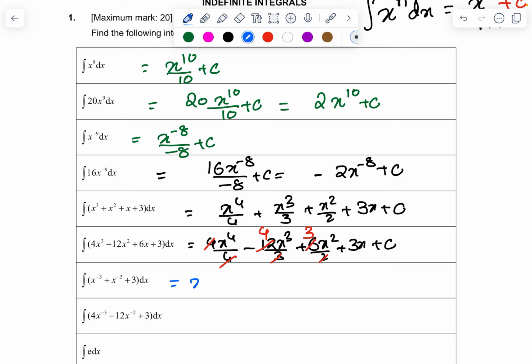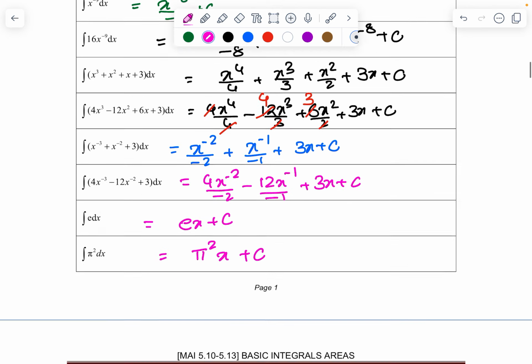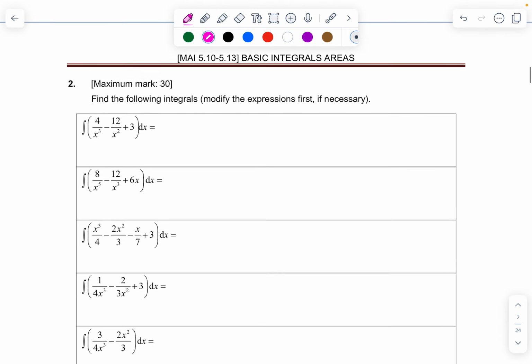Then this becomes x power negative 2 upon negative 2, x power negative 1 upon negative 1 plus 3x plus c. Then 4x to the power of negative 2 upon negative 2 minus 12x to the power of negative 1 upon negative 1 plus 3x plus c. And the e integral is going to be nothing but what? e^x plus c. And pi square is a number, so pi square x plus c. That's going to be the answer for question number 1.